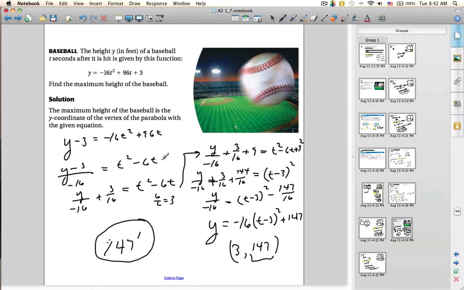Okay, so key things to remember. If I'm going to complete the square, my leading coefficient has to be 1. If it's not 1, what do I do? I divide everything by that number to make it equal 1, and then from here, I can proceed and complete the square.